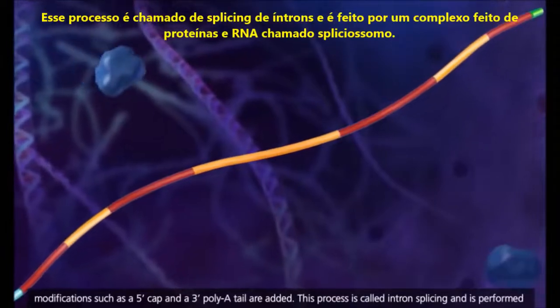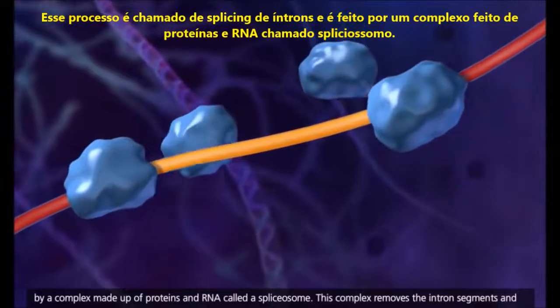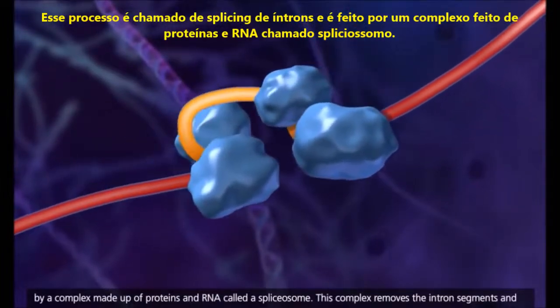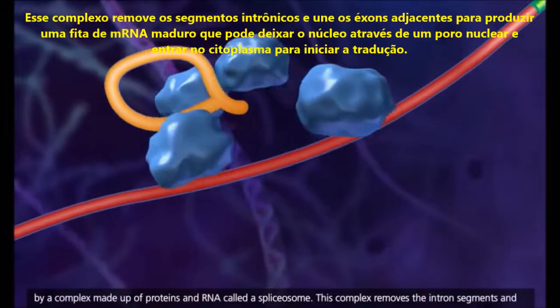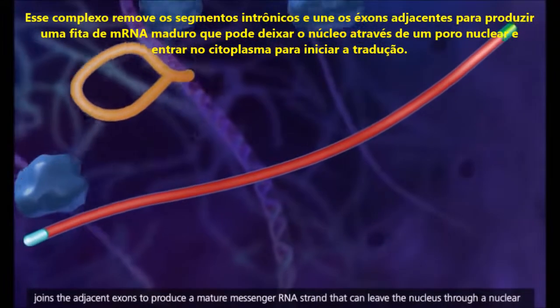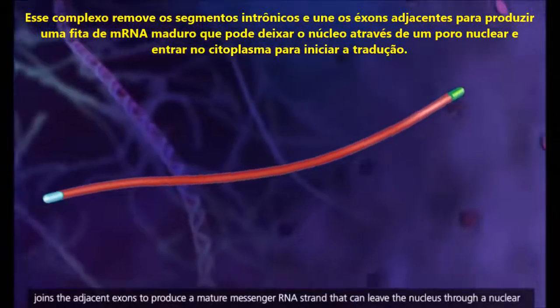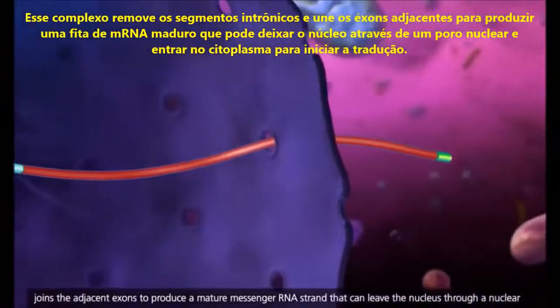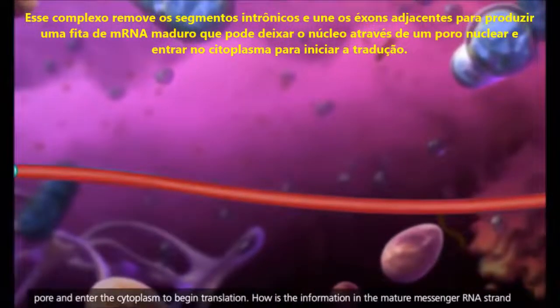This process is called intron splicing and is performed by a complex made up of proteins and RNA called a spliceosome. This complex removes the intron segments and joins the adjacent exons to produce a mature messenger RNA strand that can leave the nucleus through a nuclear pore and enter the cytoplasm to begin translation.